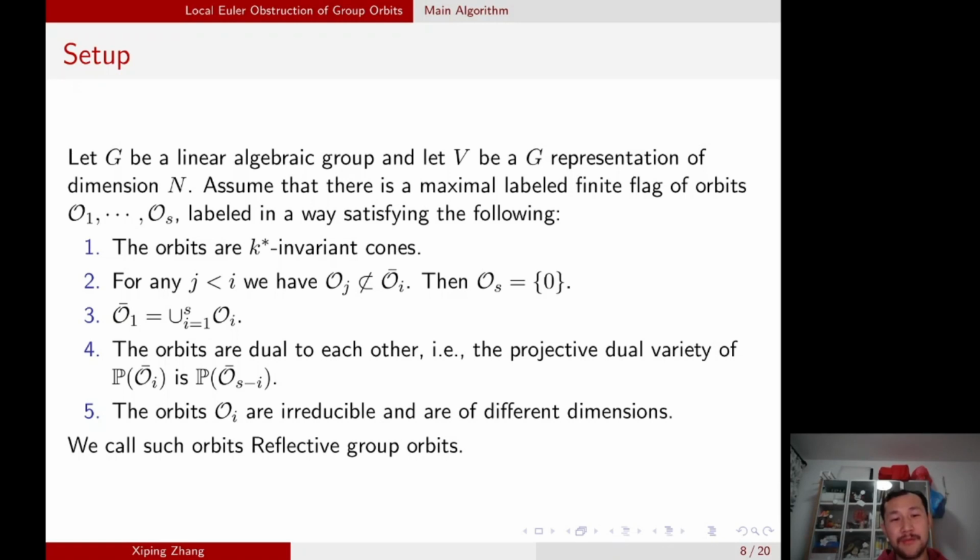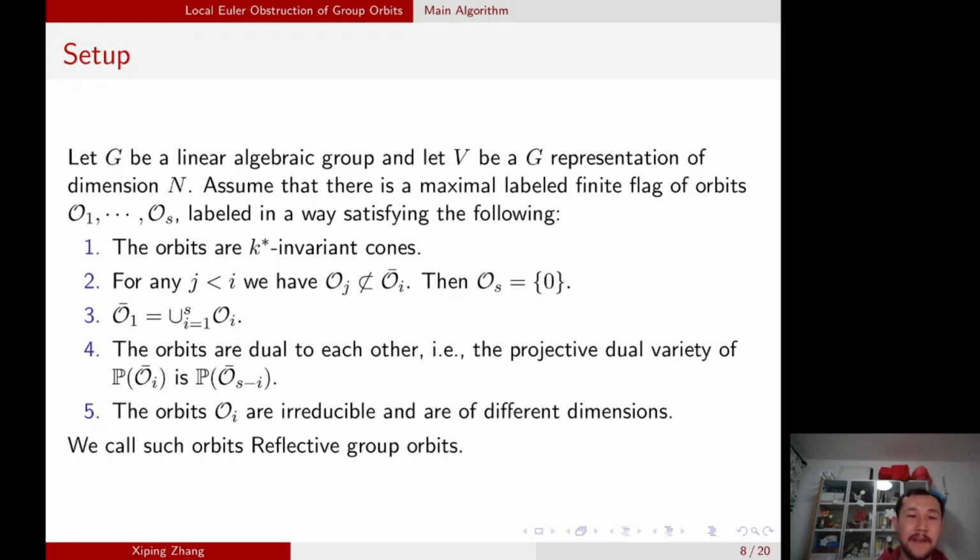We want the orbits to be dual to each other, which means that after you take projectivization, we want the closure of O_i to be projectively dual to the closure of O_{s-i}. And the fifth condition is a technical condition in the algorithm. We want all the orbits to be irreducible and of different dimensions, because if you allow orbits of the same dimension, the algorithm might fail in that setting.